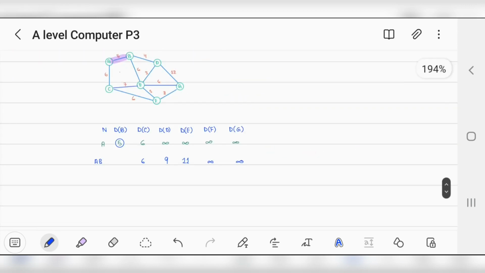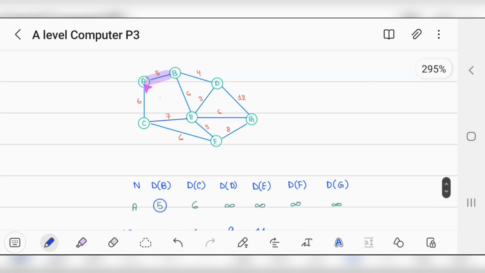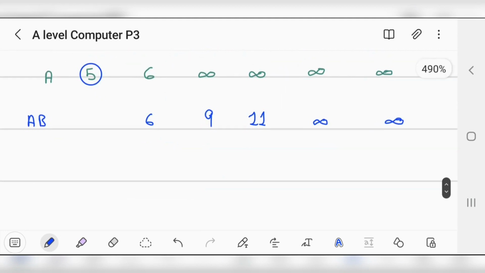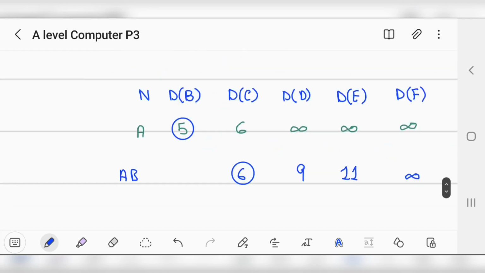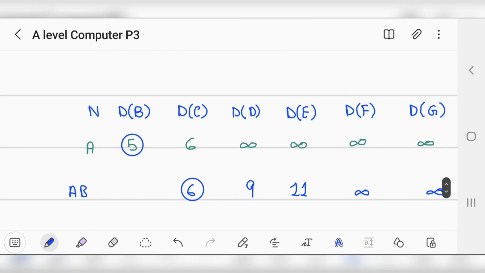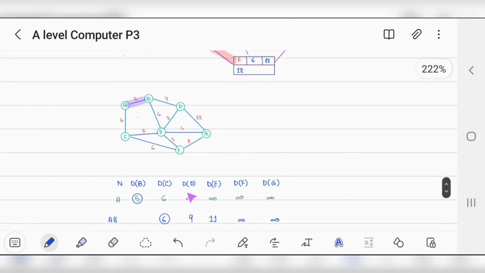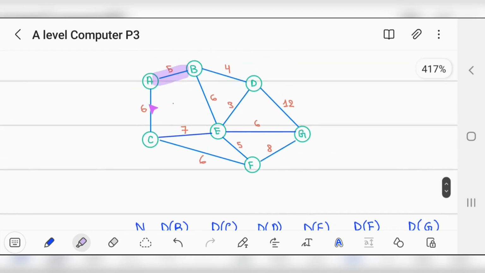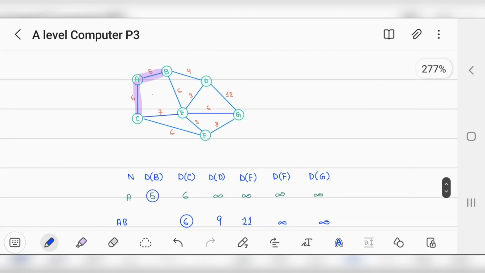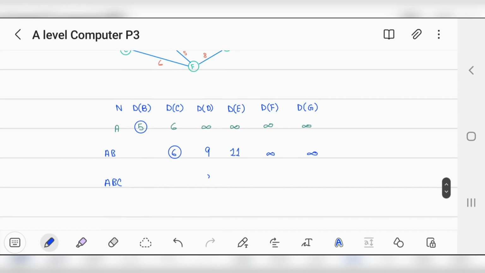Okay, starting again. Now, A, B, C. Okay, so I need to choose any from these. So 6, I'm going to choose 6. Just A, B, C. So I'm going to write down A, B, C. After choosing C, what should be the value of D? After choosing C, which means I just need to highlight this. Now, what would be the value of D? Again, it's going to be 9. I'm going to write down 9.